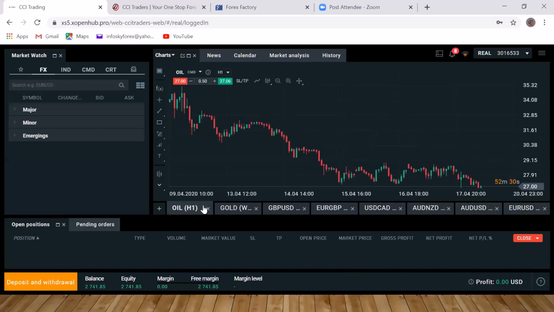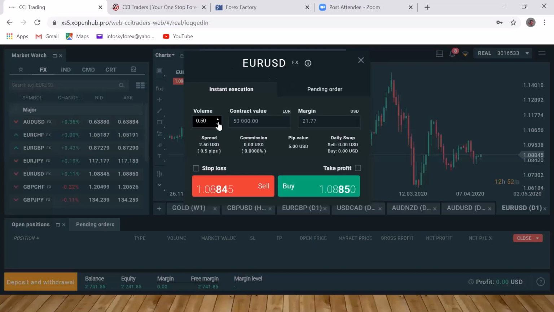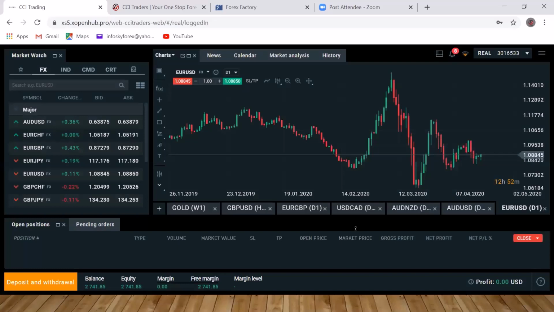You can as well buy JPY. Let me remove some charts so that I'll be able to see very clearly. You can buy Euro USD here. Let me have my buy position, Euro USD. You want to buy, select your lot size. So it's a very good time to buy Euro USD.